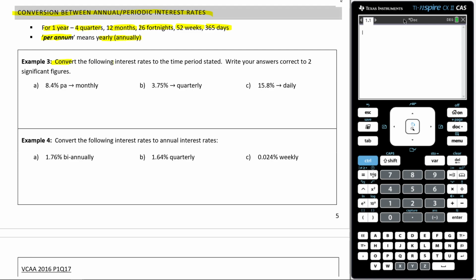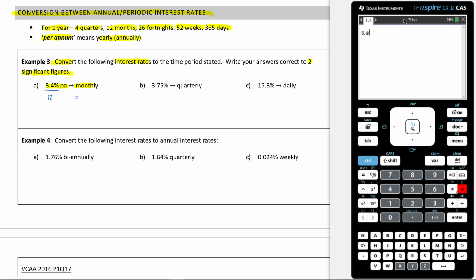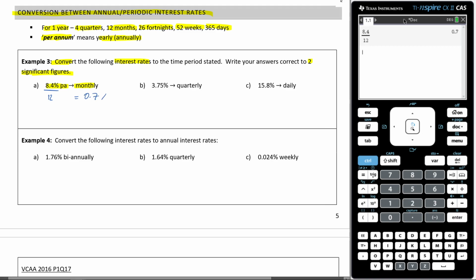It wants us to convert the following interest rates to the time period stated. Write your answer to two significant figures. So here I'm given 8.4% per annum and I need to change it to monthly. Well, per annum means per year. So if I want to change that to monthly, I'm going to have to divide it by 12 months. If I take 8.4 and divide it by 12, I'm going to end up with 0.7%. So that means it's going to be 0.7% monthly. Remember, I need to write this to two significant figures. So that's going to be the same as 0.70%.